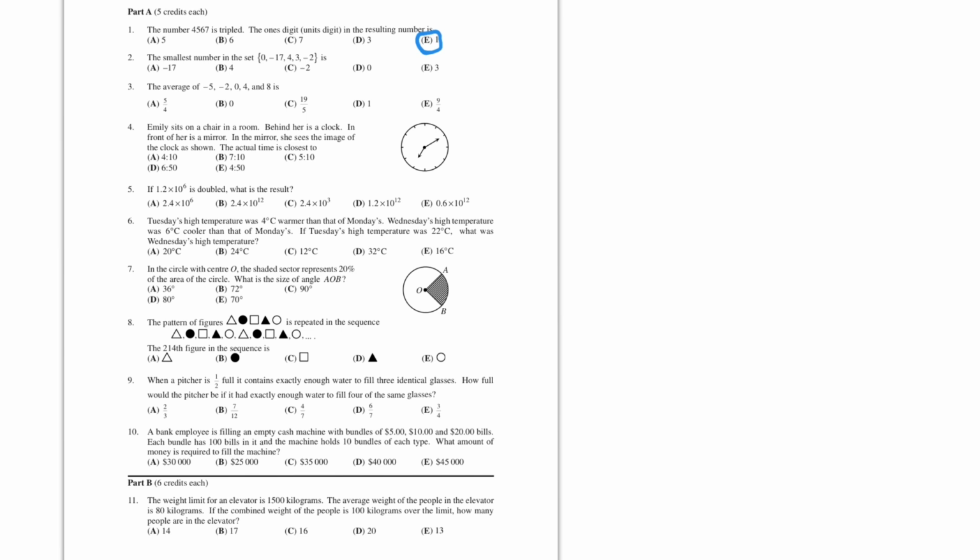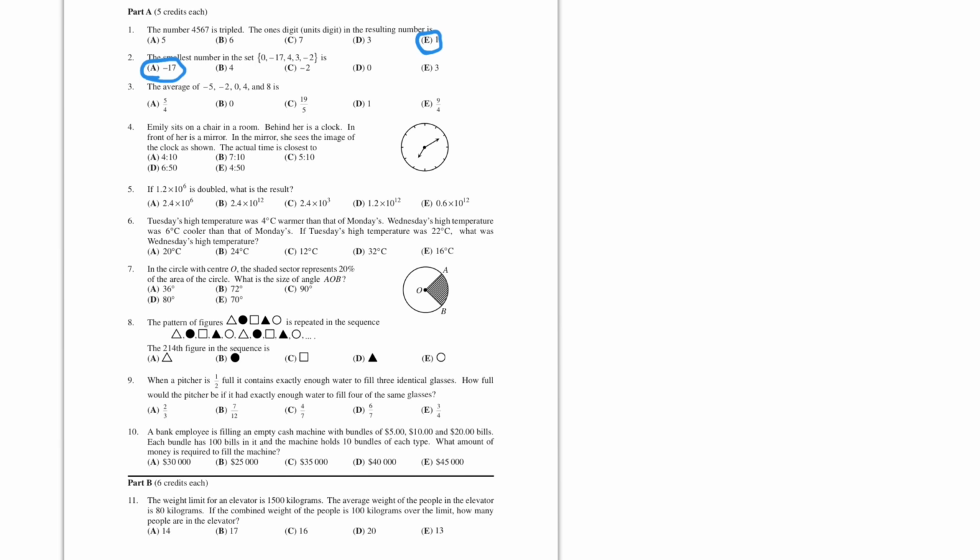Number 2, the smallest number in the set 0, -17, 4, 3, -4 is, that's so easy, just the -17. That's the smallest one. Largest one is the 4.